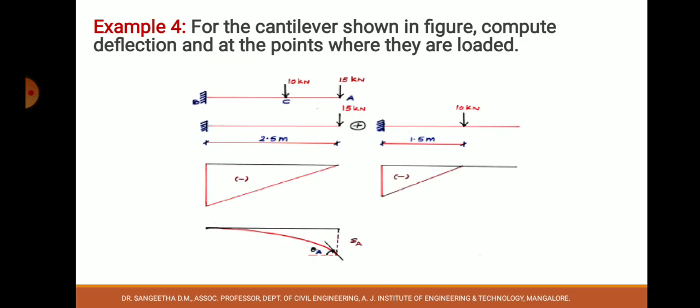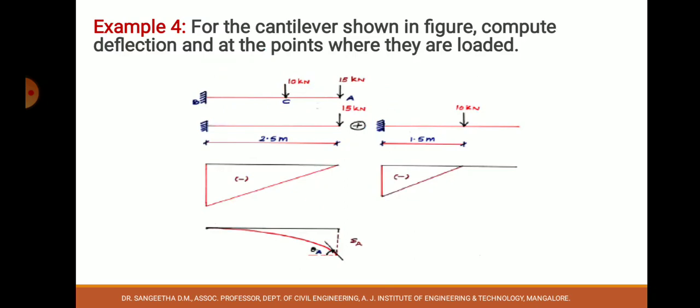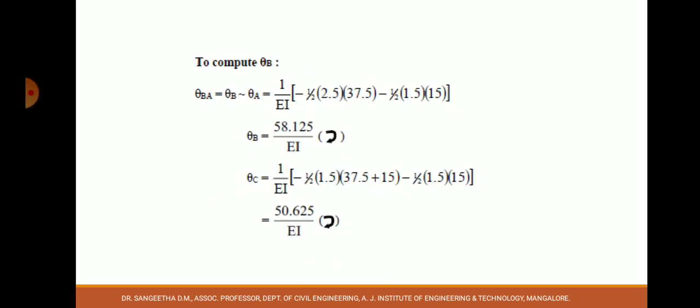Draw the bending moment diagram. At 10 kilonewton, draw the bending moment diagram. A separate bending moment diagram has been drawn for each load. 15 kilonewton, 15 into 2.5, 10 into 1.5. Compute deflection. Theta B minus theta A between AB is the difference between the two. The difference between the two is nothing but directly you can take the area of the M by EI diagram.